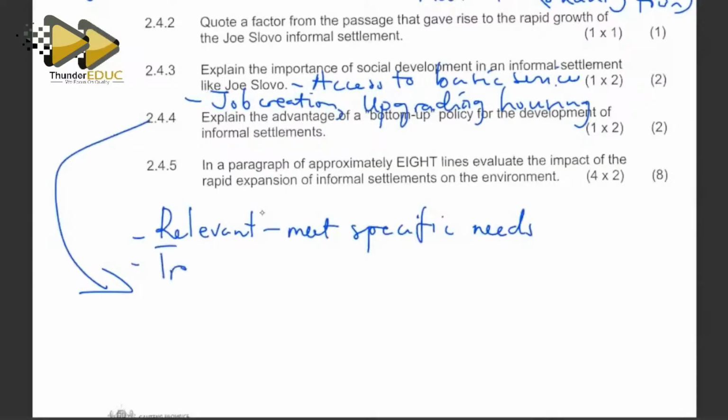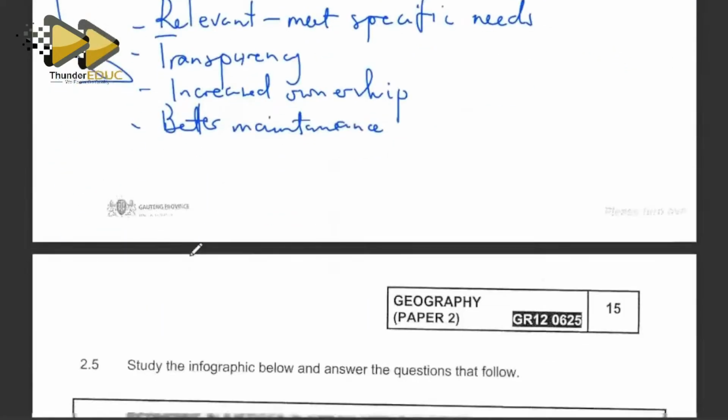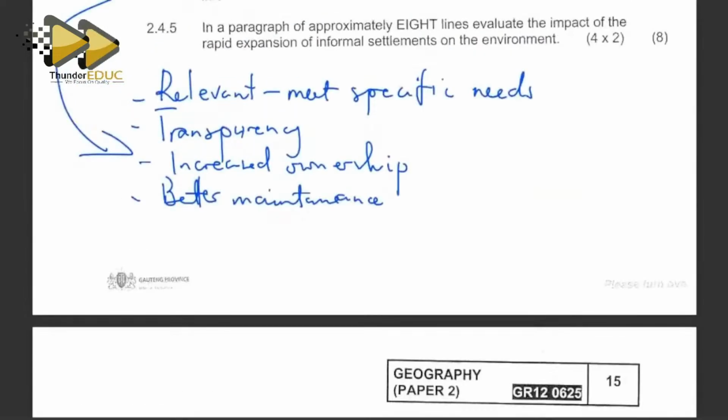And also it encourages transparency. The operation through the bottom-up approach is transparent. And also we can say it assists in increased ownership. Since it's the people who are deciding for themselves, they also uphold a sense of ownership. And also we can talk of better maintenance. The people will be responsible for the maintenance of whatever is developed in their areas because it's them who advocated for those developments. So they have to take care of the very same developments, for they know that they are the ones who are benefiting from that developmental process which has been implemented in their areas of residence.